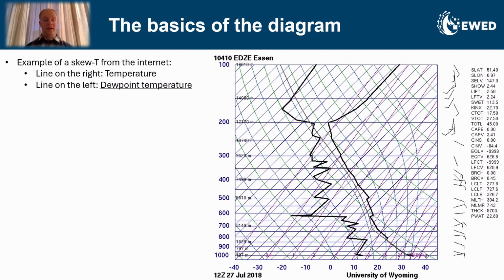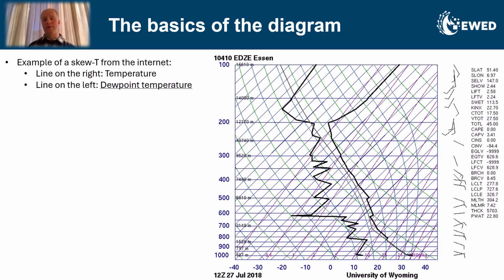So in this diagram, I've added a real case from the internet back in 2018. In this example, you can see two black lines. The line on the right-hand side shows the temperature. The line on the left-hand side shows the dew point temperature. The temperature is, of course, easy to understand. It is just the temperature of the air going up with height.